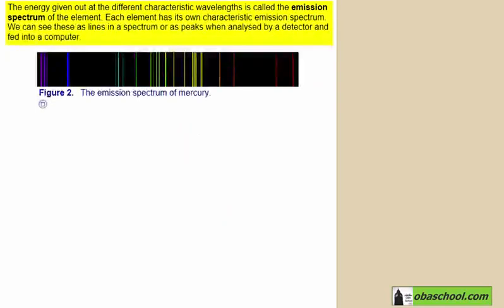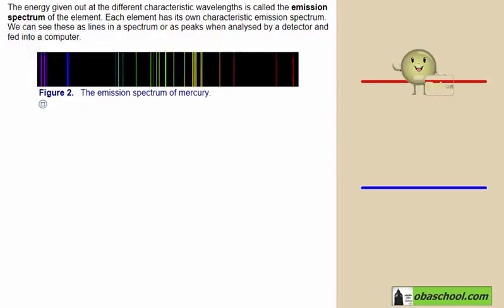The energy given out at the different characteristic wavelengths is called the emission spectrum of the element. Each element has its own characteristic emission spectrum. We can see these as lines in a spectrum or as peaks when analyzed by a detector and fed into a computer. So we will measure the energy released when electrons fall to lower energy levels, and we will identify the wavelengths of this energy.